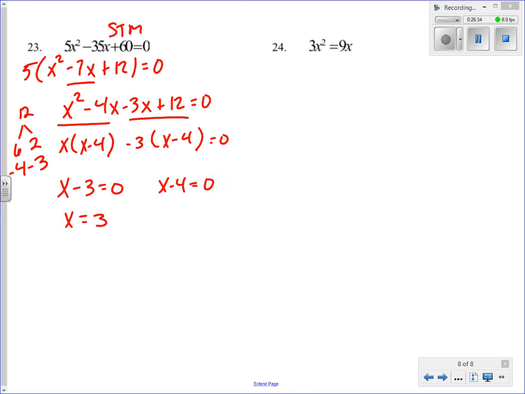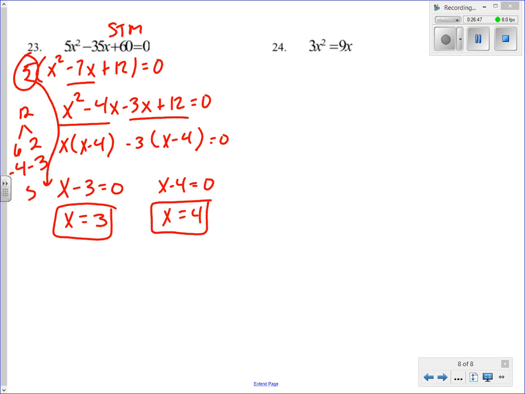Add your 3. Add your 4, and we're good to go. Now some of you may be saying, what are we doing with that 5? Well, we would bring the 5 down. If we wanted to make these into factors, okay, our final answer in factored form would be x minus 3 times x minus 4 times 5. But we always want to solve and get what x actually equals. So that's how we get the 3 and the 4.